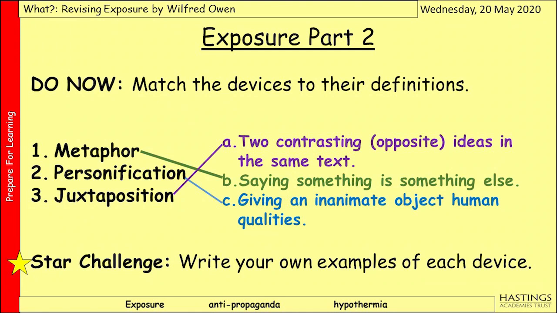Finally, juxtaposition is two contrasting or opposite ideas in the same text. These could be anything. They could be characters, for instance, a goodie and a baddie. They could be the weather, so sunshine versus the storm. Or it could just be emotions, for instance, anger versus happiness.